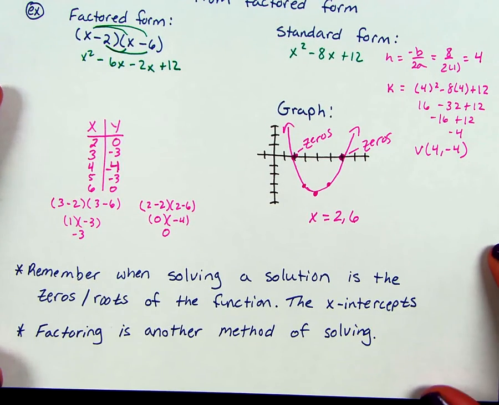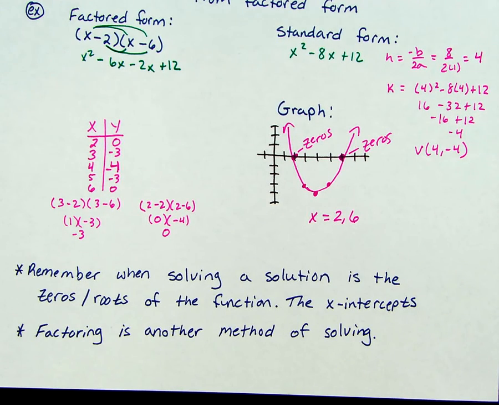Remember, when solving, a solution is the zeros or the roots of our function, which are the x-intercepts. Factoring is going to be another method of solving. Right now we have a way to solve by graphing, and we're going to add another method called factoring. There are going to be several different factoring forms that we're going to talk about in the next set of videos.